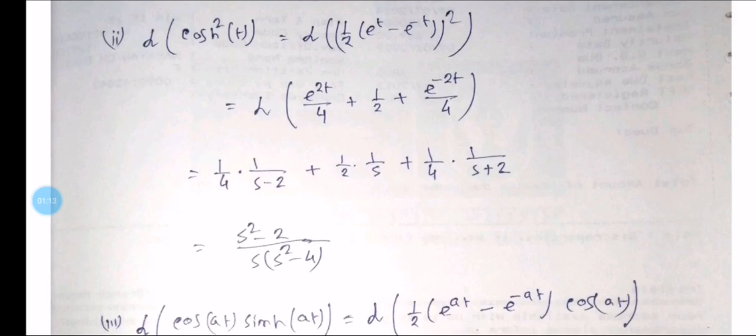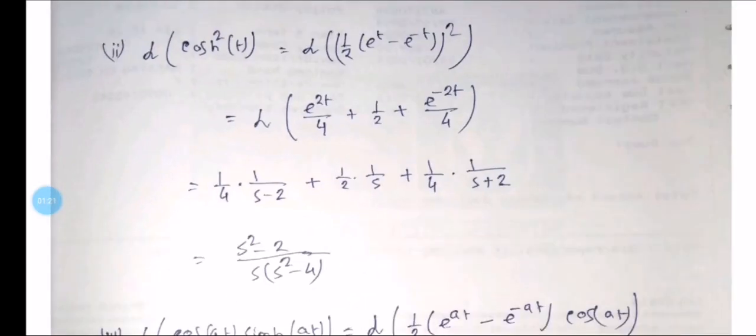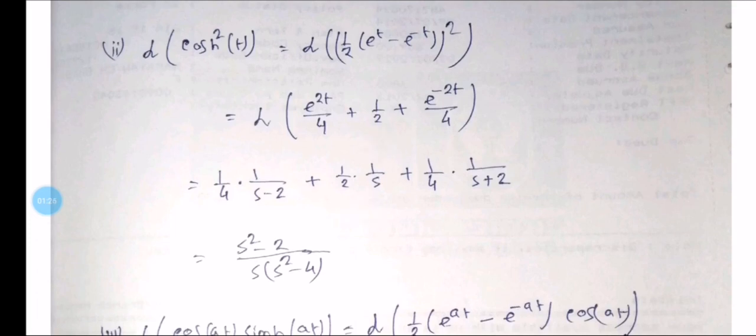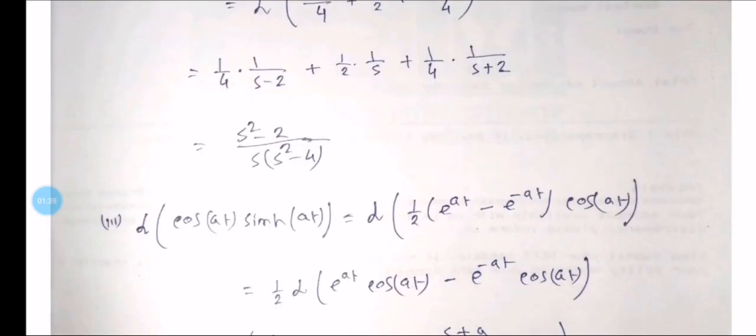So individually, if we just split the terms, 1 by 4 will come out, so L of e to the power 2t, which we can write as 1 by s minus 2. Half will come out, L of 1. You know L of 1, the Laplace transformation, is 1 by s. And 1 by 4 will come out, so L of e to the power minus 2t, which is 1 by s plus 2. So we will finally get this one.